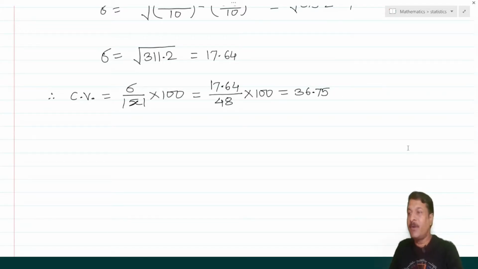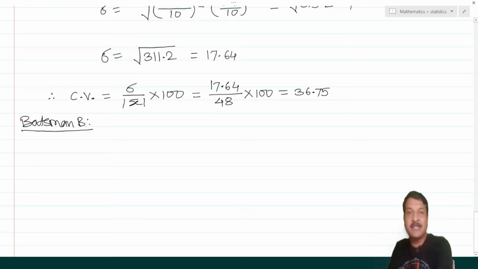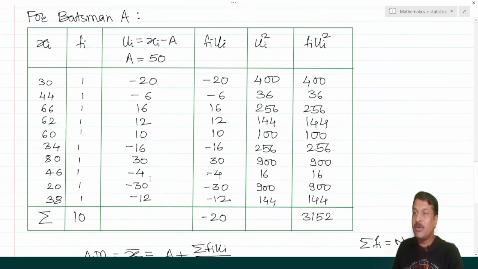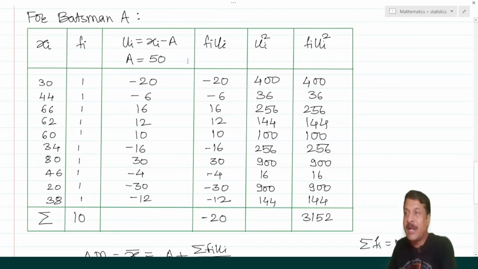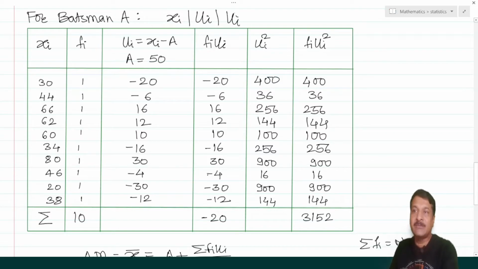Now same thing for batsman B. Again by the given value you just obtain the table, same table or similar table. Note that in that table you can directly consider, instead of xi, then directly ui and ui square, only that. But to generalize the things I am taking such lengthy things, but in exam you can consider only xi, ui and ui square. What is ui? Xi minus a, and what is the ui square? Whatever there you consider.